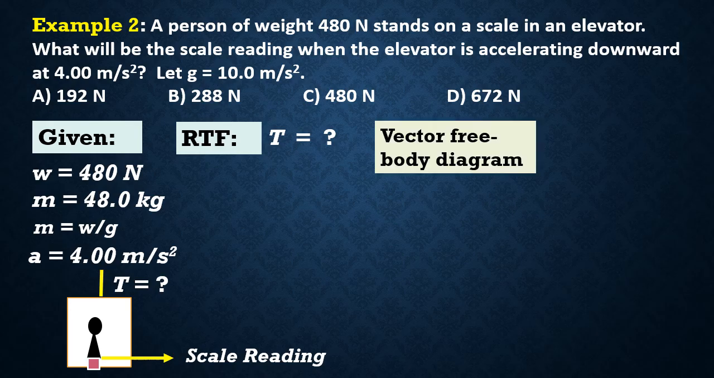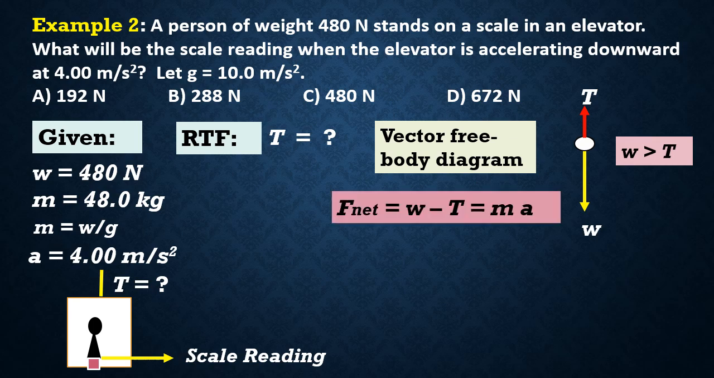Our vector diagram shows the two vertical forces acting on the person. An upward force, capital T, and a downward force of gravity, or the weight of the person, W. The force of gravity, W, must be greater than the tension T, since the acceleration is directed downward. It follows that the net force is also downward. That is what the next equation is telling us. F net equals weight W minus tension T, and that is equal to ma.